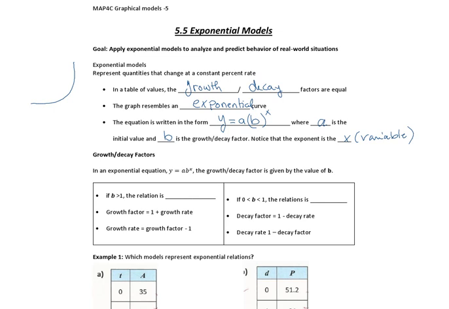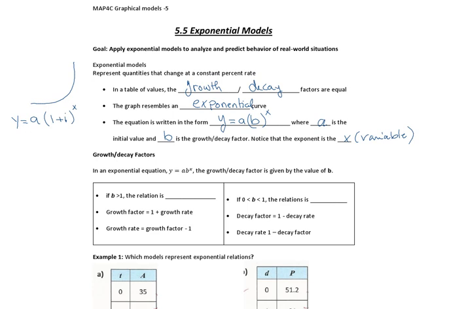So remember that we call B the growth factor, okay? But most of the time, the question doesn't give us the growth factor. The question gives us the growth rate. So we have to calculate the growth factor, right? Because you guys have to remember that my equation is actually y equals a(1 plus i) to the power of x, where 1 plus i is my b, right?